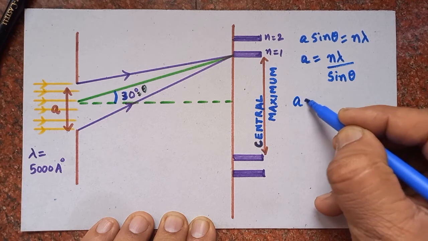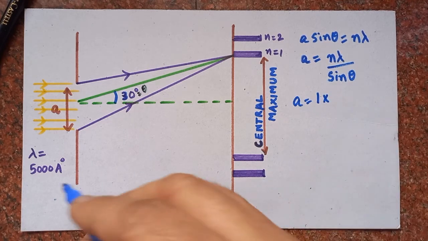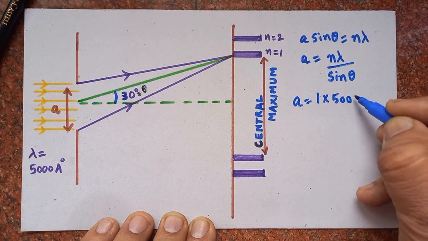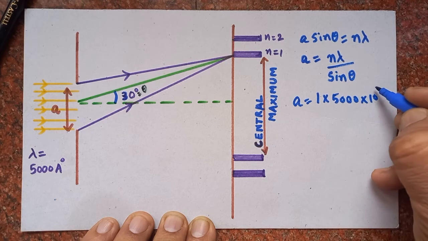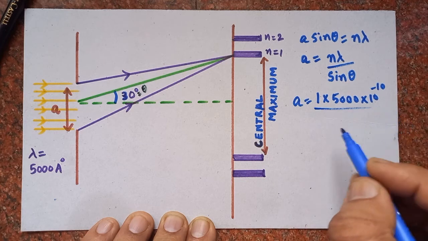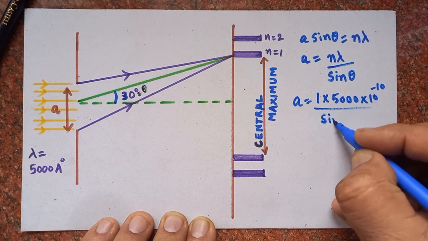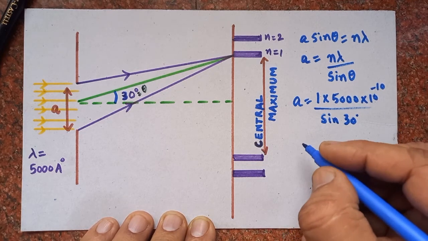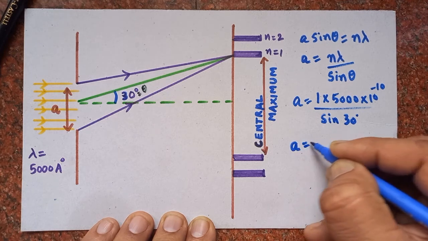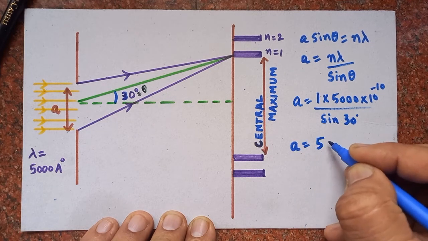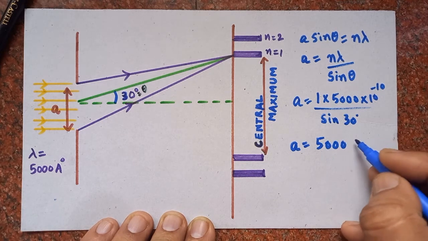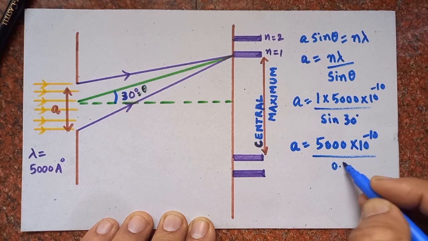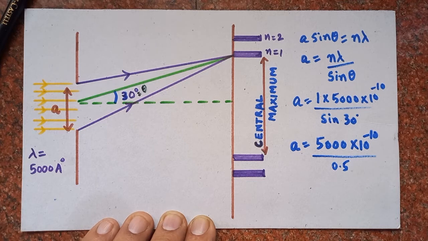So substitute: a equals 1 into the wavelength of the light which falls on the single slit, which is 5000 Angstrom, so 5000 into 10 to the power of minus 10, divided by sin 30. We know the value of sin 30 is half. Therefore, a equals 5000 into 10 to the power of minus 10 divided by 0.5.